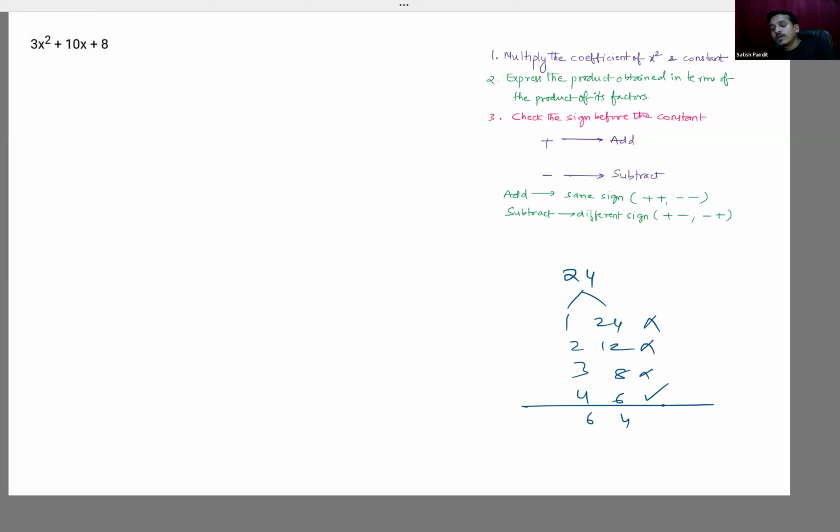That means this is the only possible pair. And we need plus after addition, right? That means both the numbers should be plus. If you need minus, both the numbers should be minus. That is how you have to take it, okay?